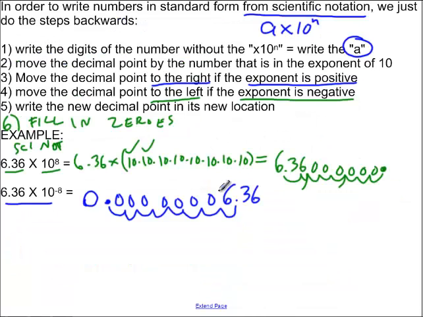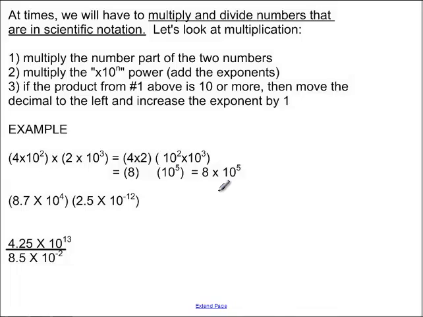So let's go past things we've seen already, and go here to talk about multiplying and dividing numbers in scientific notation. Here's just a reminder as well. What is scientific notation? Scientific notation is a number in the form A times 10 to the nth power. A has to be between, could be equal to 1, but it has to be less than 10.